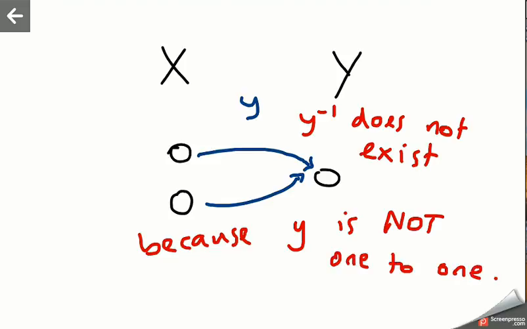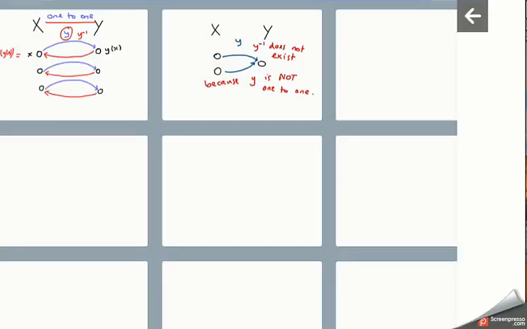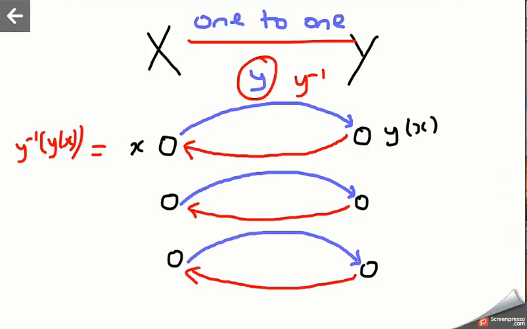So y needs to be a 1-to-1 function. Each output must only have one input mapped to it, so not in this case. So y inverse does not exist because y is not 1-to-1. Okay, well our beautiful function here is 1-to-1, so y inverse does exist. And also we noted the interesting property that for each little x, there's nothing special about this first one, we have that y inverse of y of x is equal to x.